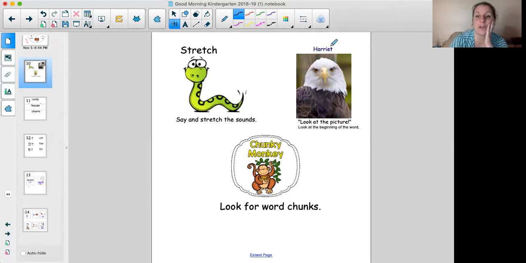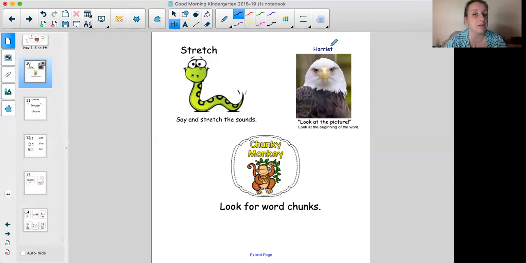And so Harriet over here says, look at the picture. If there's a picture, a lot of times it gives you a really good clue as to what the word is. So if you're stuck on the word, I don't know, banana, and you know that banana starts with B and there's an animal eating a banana in the picture, it's a pretty good chance that the word you're trying to read is banana. So Harriet says, look at the picture and look at the first letter or two of that word and make sure it makes sense, right? If the monkey's eating a banana and you end up saying monkey, does that make sense? No, because monkey starts with M and the word that you're trying to read would start with a B.